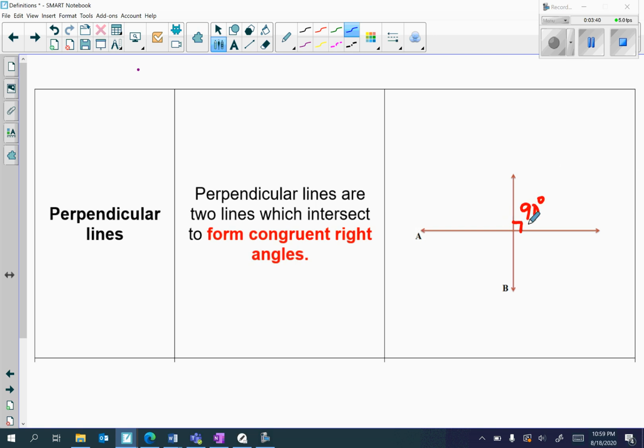And if this is 90 degrees, so is here. Because remember, angles on a straight line add up to 180. 90 plus 90 is 180. Therefore, this is also 90 degrees, and this is 90 degrees. Perpendicular lines are two lines which intersect to form congruent right angles.